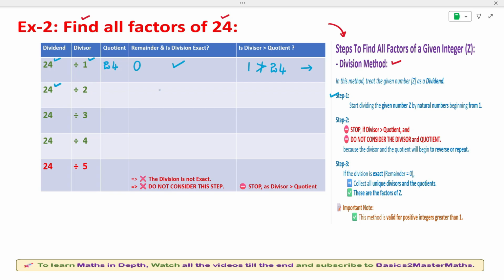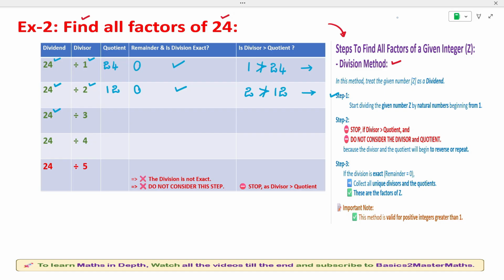When we divide 24 by 2, we get 12 as the quotient and 0 as the remainder. So this division is exact. In this case, the divisor 2 is not greater than the quotient 12. So move to the next step.